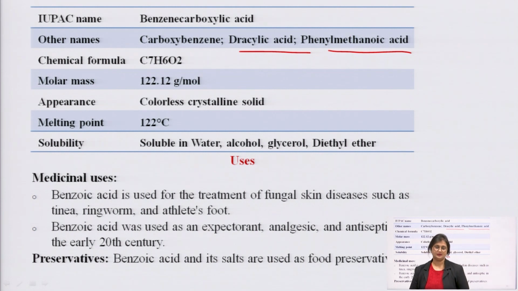Now, moving on towards uses of benzoic acid. First, let us focus upon its medicinal use. Benzoic acid is used for treatment of fungal skin infections such as tinea infection, ringworm infection, and a condition called athlete's foot. Benzoic acid is also used as an expectorant in cough preparations. It is used as an analgesic. It is also used as an antiseptic. The antiseptic use of benzoic acid dates from the 20th century.